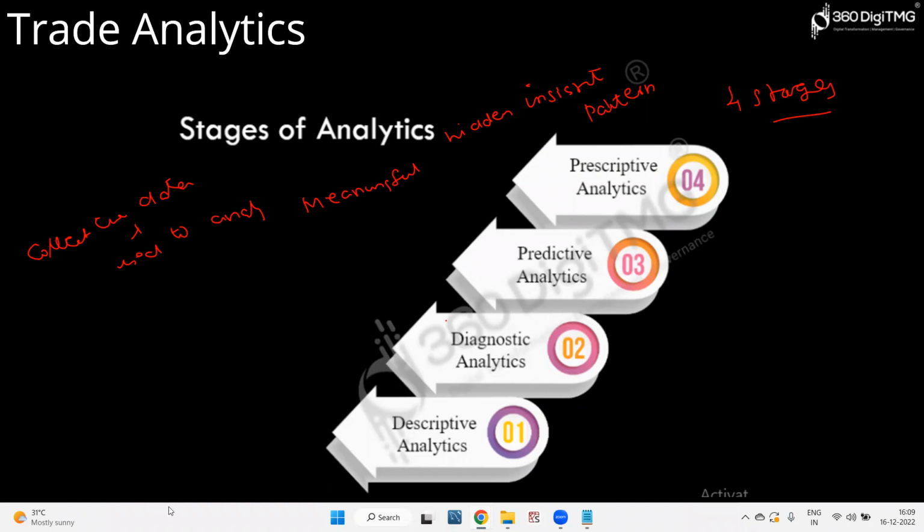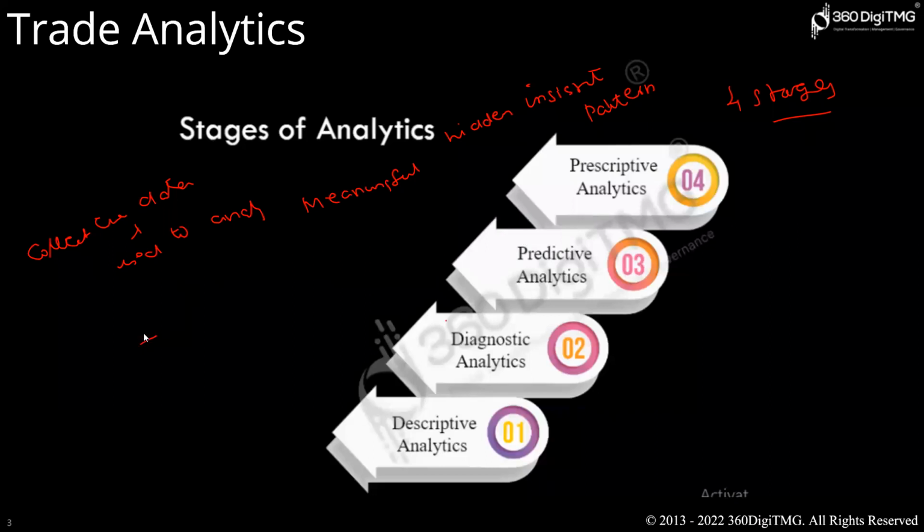Here, the first one is descriptive, second diagnostic, third predictive, and fourth prescriptive. We need to go from down to up. So when you receive the data, the first thing you need to do is understand the business problem.